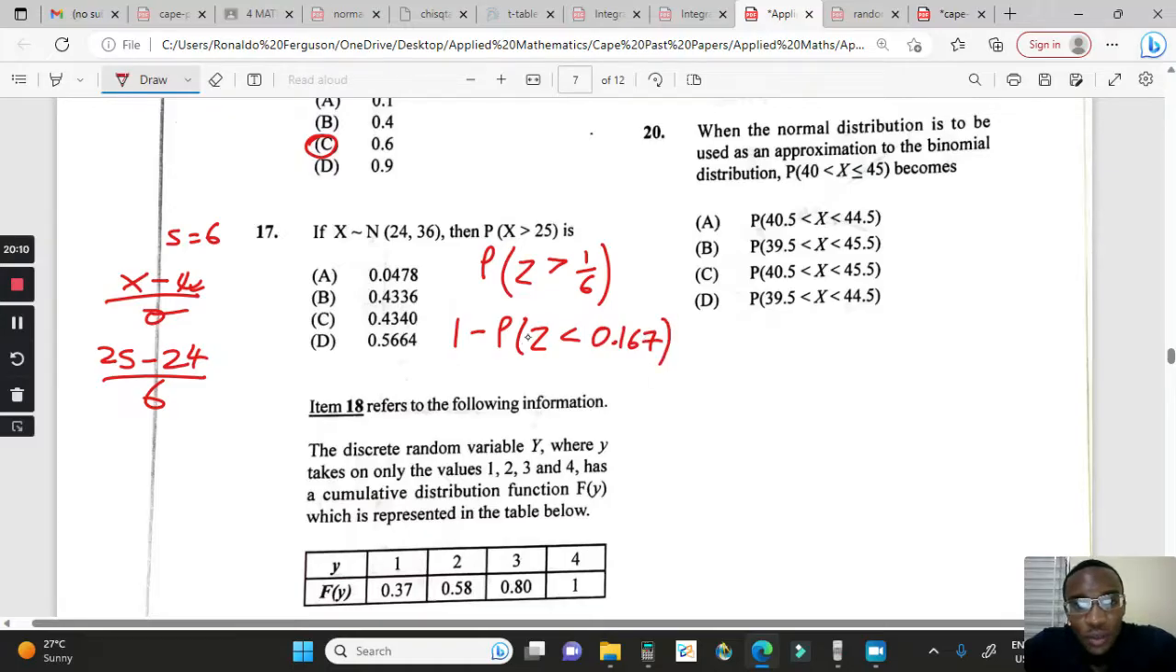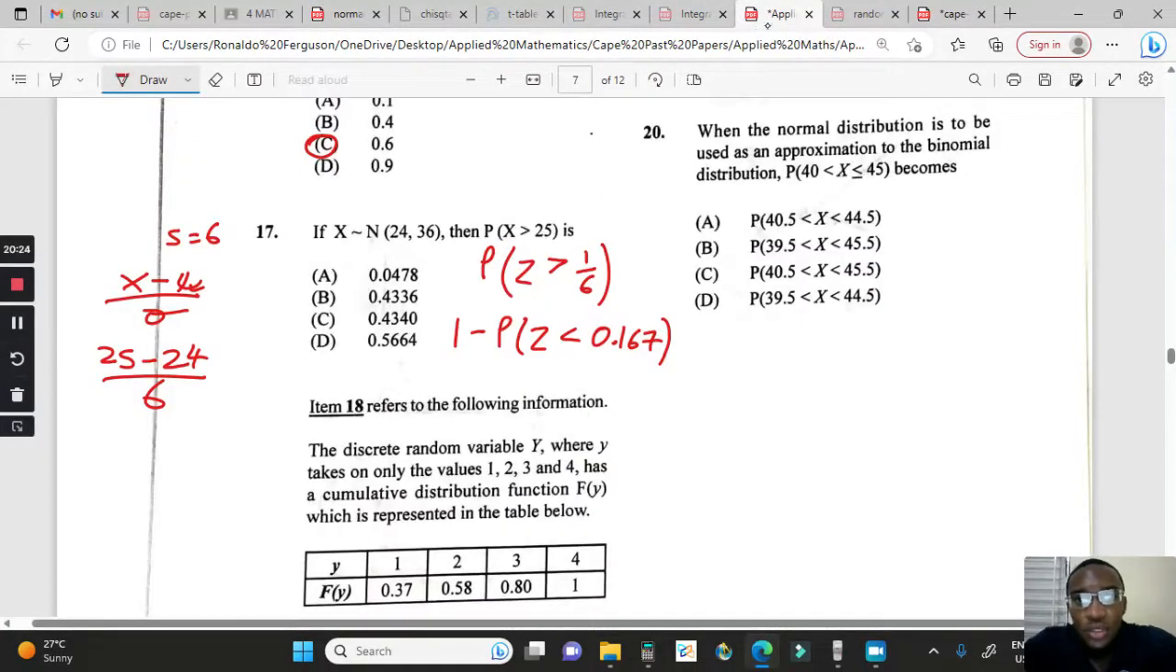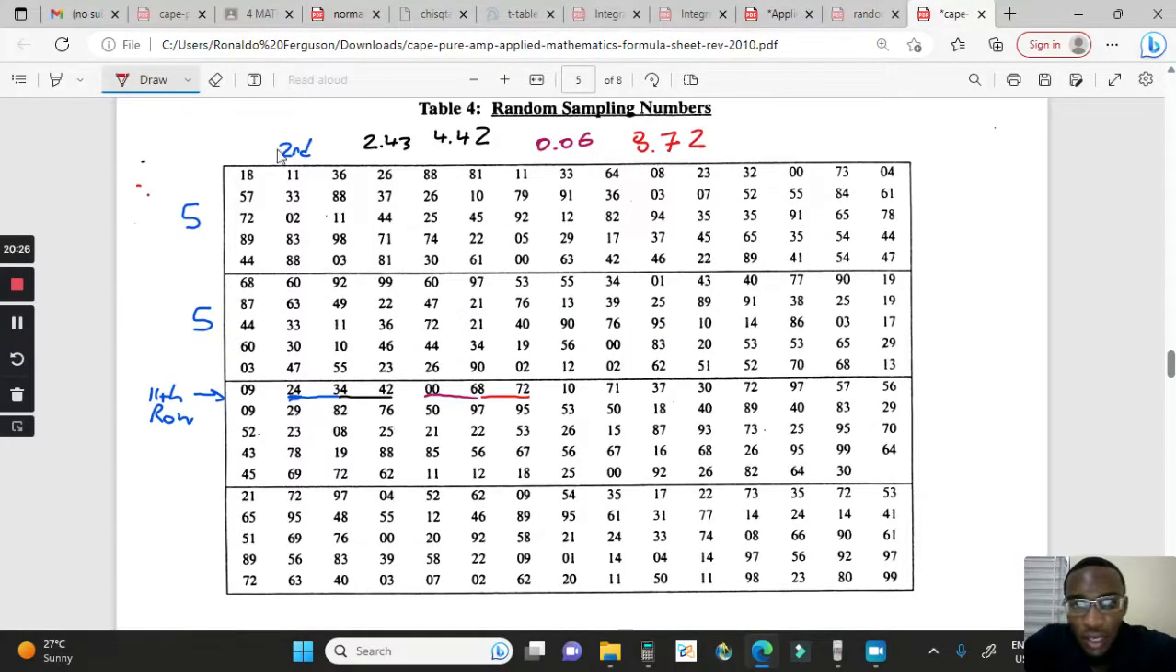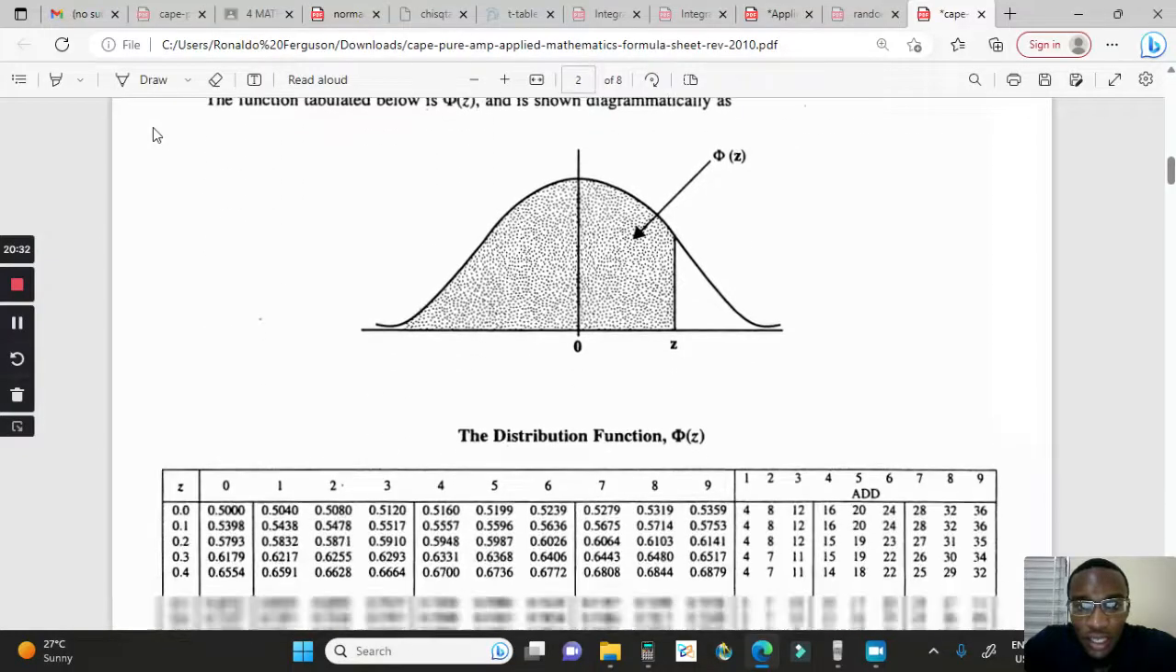So now this is what we work out. We look in the normal table for the probability z is less than or equal to 0.167. So now we go to our normal table. Now this is not the one you'll see in the exam. You're going to use the one from the CAPE. Practice using the CAPE one. I took one off Google, so practice using the one that you'll see in the exam.